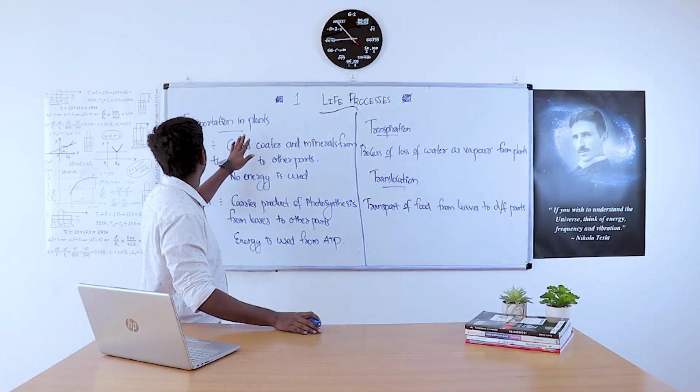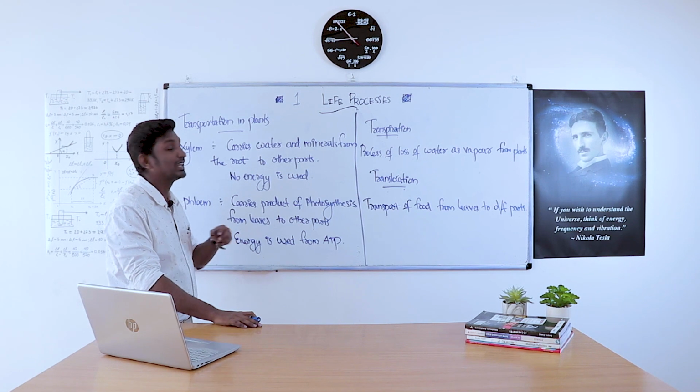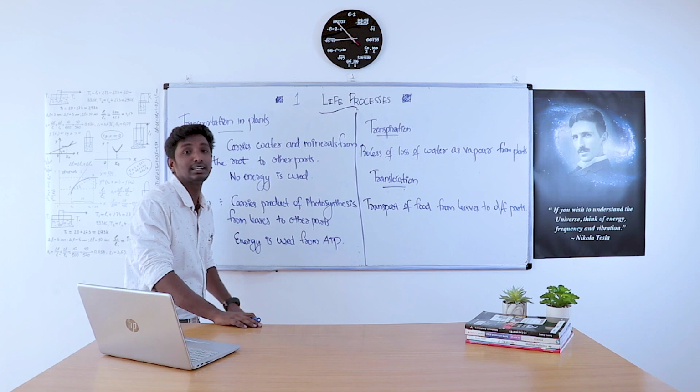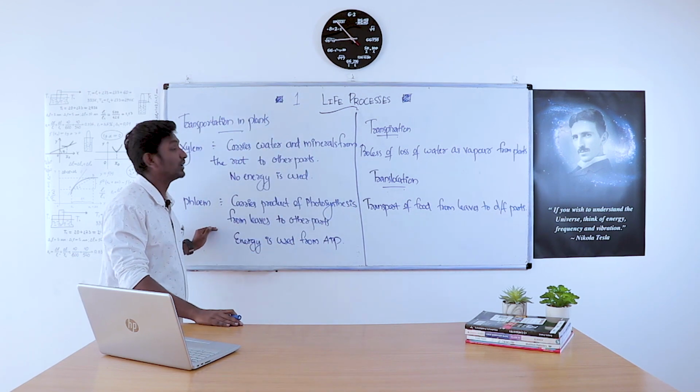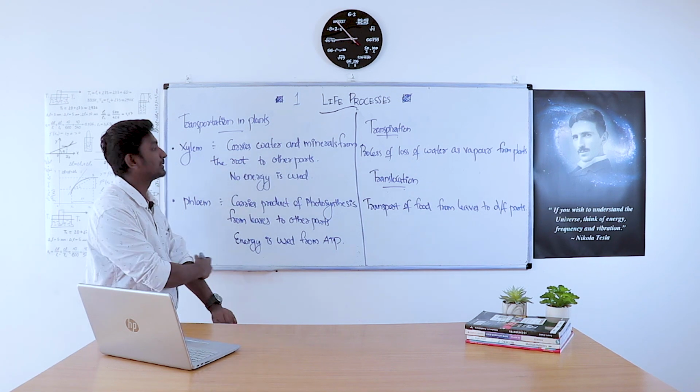Now moving to transportation in plants. In plants, they have two pathways for transportation: xylem and phloem. Xylem carries water and minerals from the root to other parts.